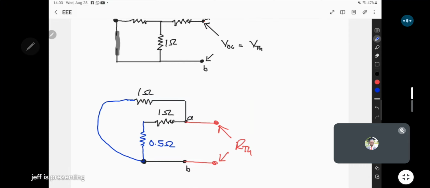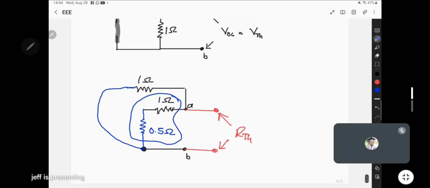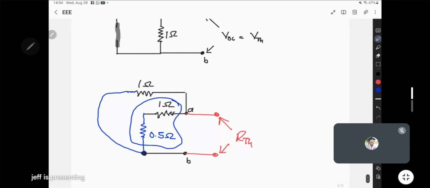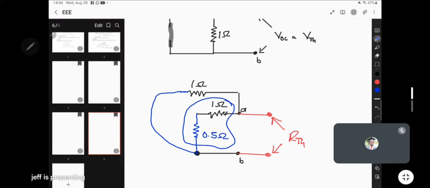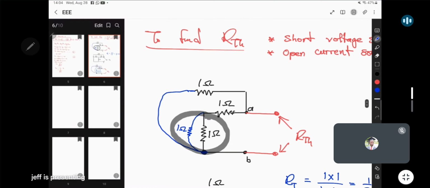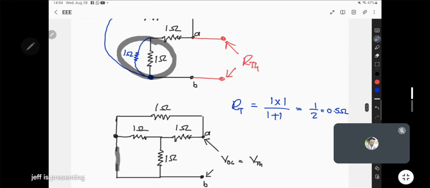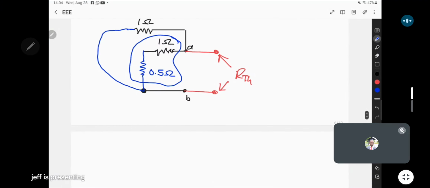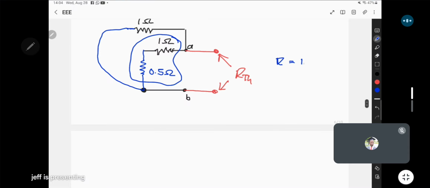But look at that. Now it looks more obvious. Do you see that these two are also, these are in series, right? That's clear, right? Since those two are in series, we can actually just add them. Their combination will now just be 1 plus 0.5. So this will be equals to 1.5 ohms.